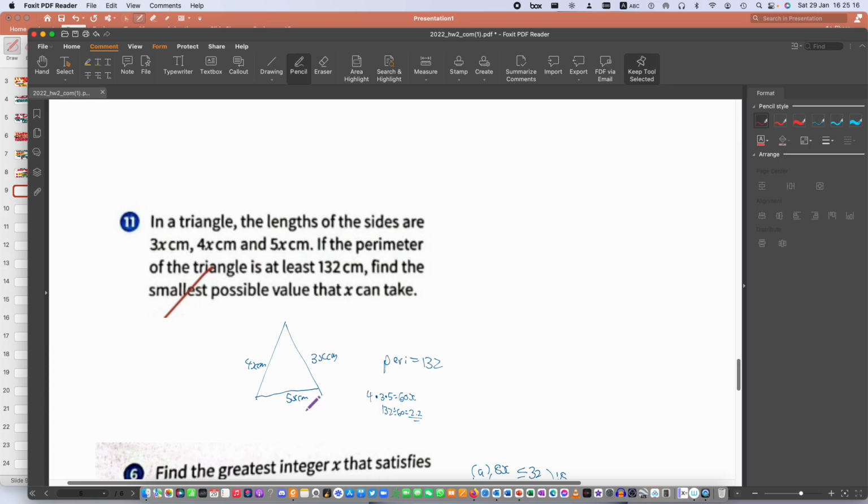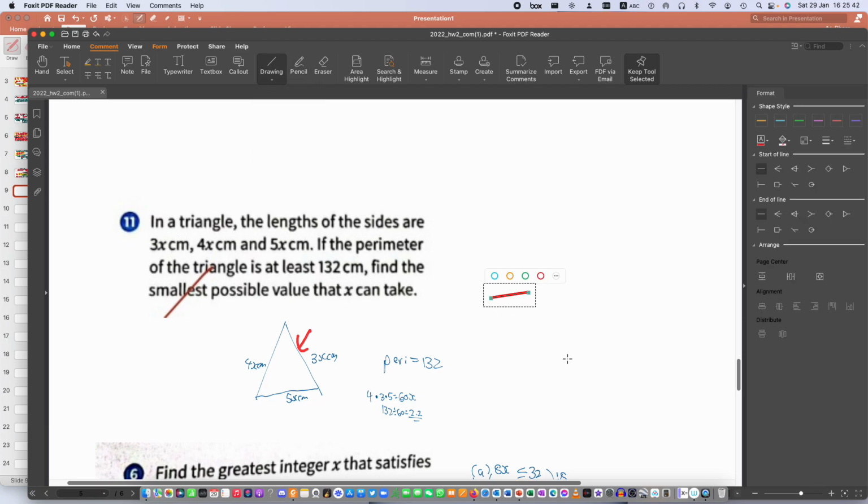You know why? 3x means the shortest. Which one is the shortest? It doesn't make sense. This is the shortest. So you need to draw it accurate enough. No need to be super accurate, but accurate enough. Do you know what I mean? So 3x should be the shortest, right? So let me do it. Let's say this is the shortest. Then what about this?